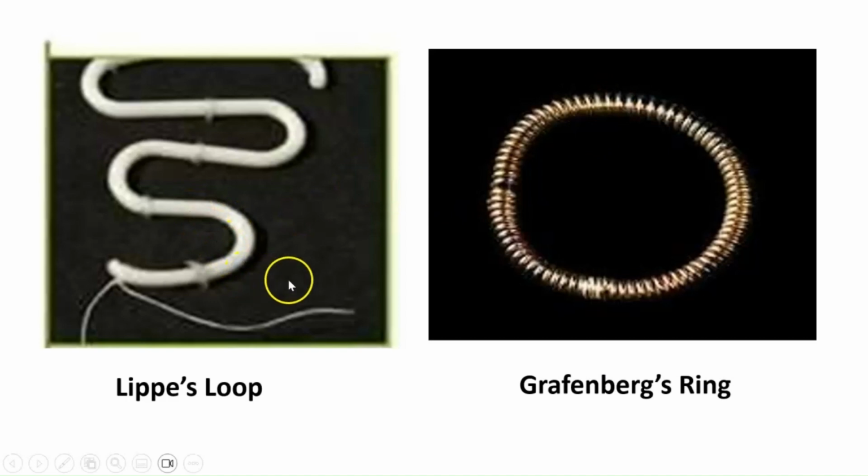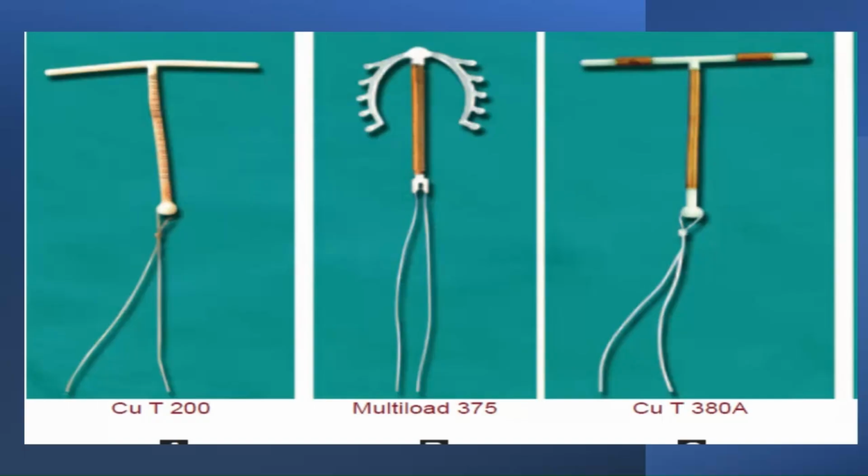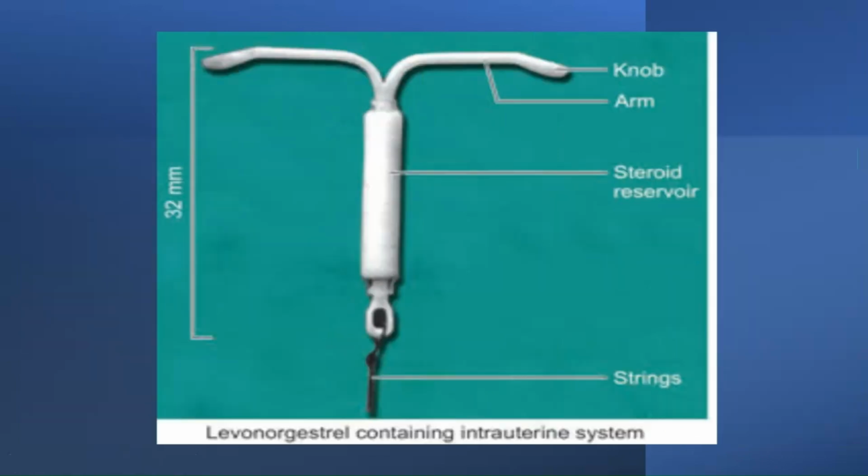So this is your Lippes loop, this is Grafenberg ring, and these are not used nowadays due to high expulsion rate and a lot of side effects. These are all examples of your second generation: copper Ts, copper T200, multi-load 375, copper T380A. And this is your third generation LNG IUD, and there is a steroid reservoir, and this is the knob, arm and the strings attached to it.